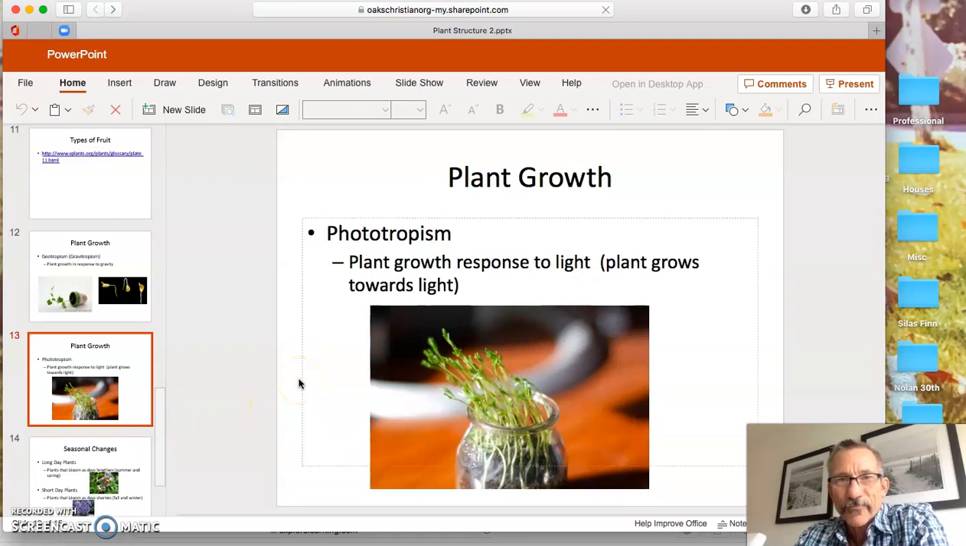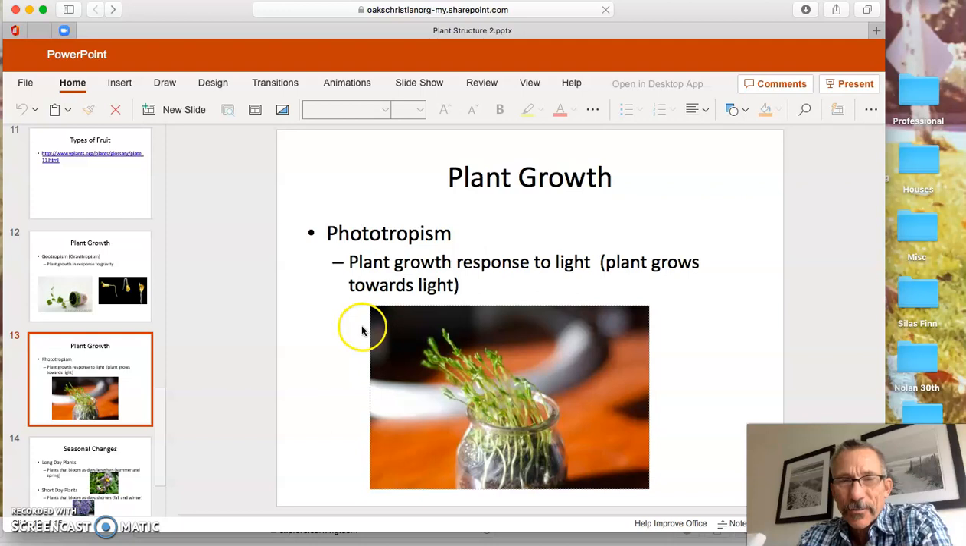Another kind of similar growth pattern is called phototropism. So again, tropism, growth pattern. Prefix photo refers to light. Plants know where the light is. So in a similar way, this was probably grown in a box of some sort with a light on one side.